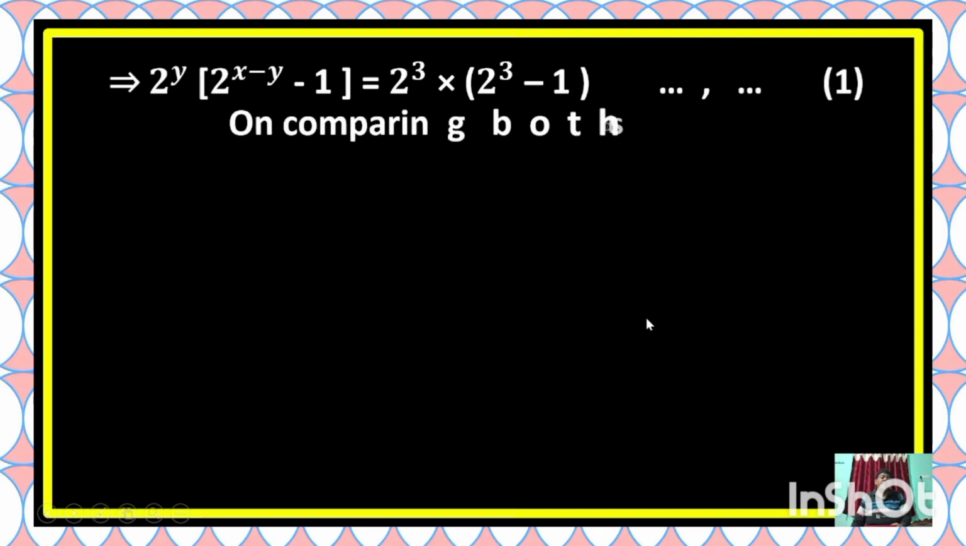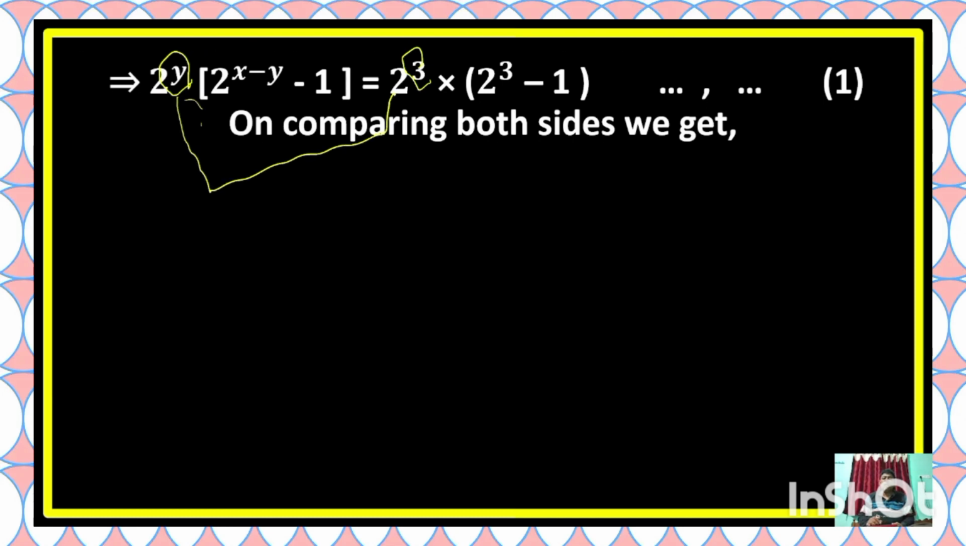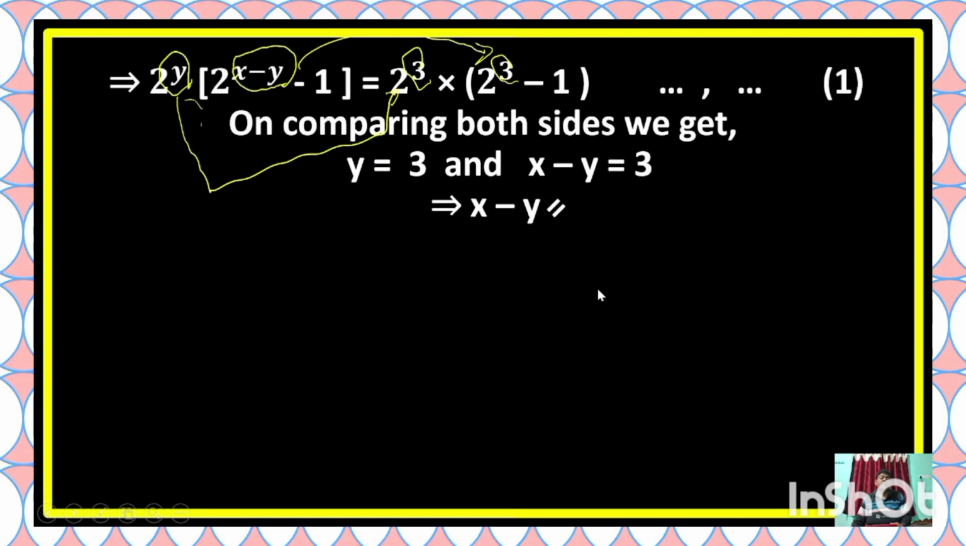Okay. Understand? And if you compare on both sides, you see here clearly, here the power of 2 is y, here the power of 2 is what? 3. So we will compare this power. Okay. Look at here. Understand? And we can compare y is equal to 3. Similarly, here you see, here the power of 2 is x minus y, and here the power of 2 is 3. So we will compare this one. Okay. And you see x minus y is equal to 3. Thus y is equal to 3 and x minus y is equal to 3, and comparing both sides we shall get, right?